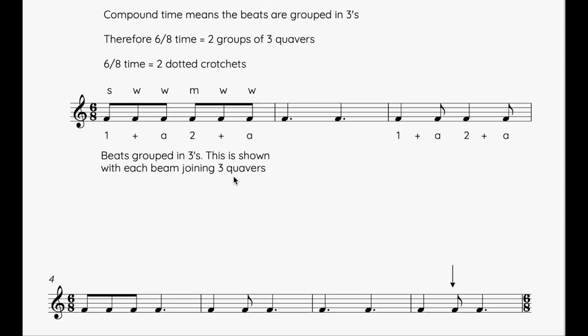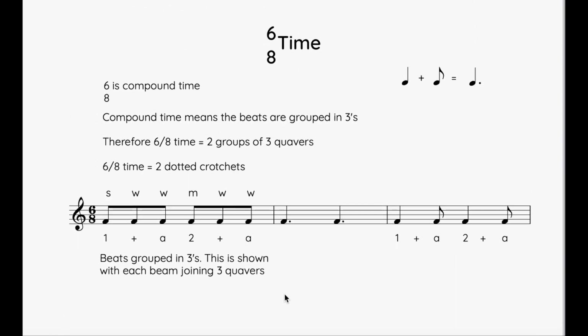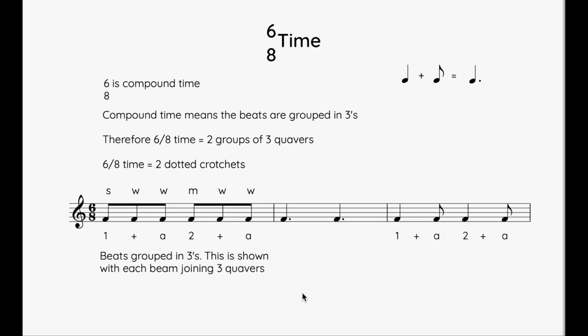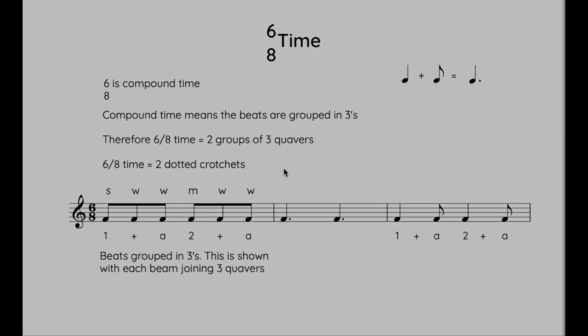So that pretty much sums up all we need to know about 6/8 time. Don't forget, everything must be in groups of 3. It's compound time because there are 6 beats in the bar. The beats are grouped in 3s. Therefore, the dotted crotchets become the 2 groups of 3. So next time you think about 6/8, remember this: 6/8 is 2 dotted crotchets, and you can't go wrong.